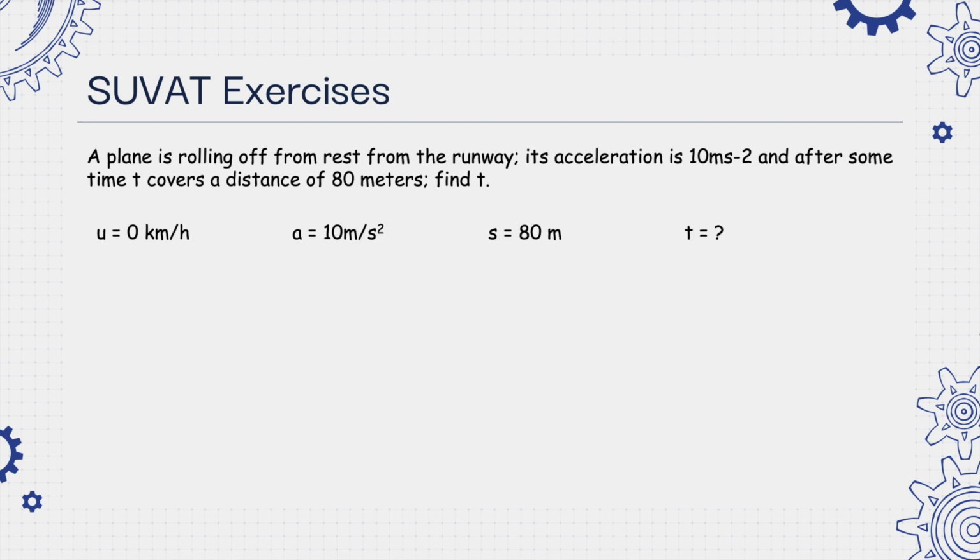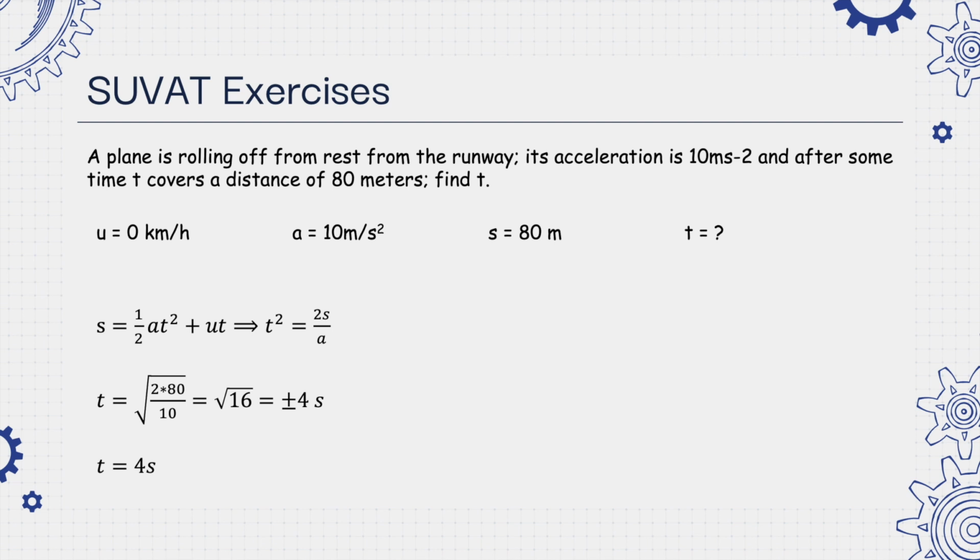How is this possible? How can we find the time? We can use a formula. There are many formulas, but we can use the formula s equals half a t squared plus ut. Because u is 0, t squared equals 2s divided by a, so t equals the square root of 2s divided by a. This gives us 2 times 80 divided by 10, so the square root of 16.